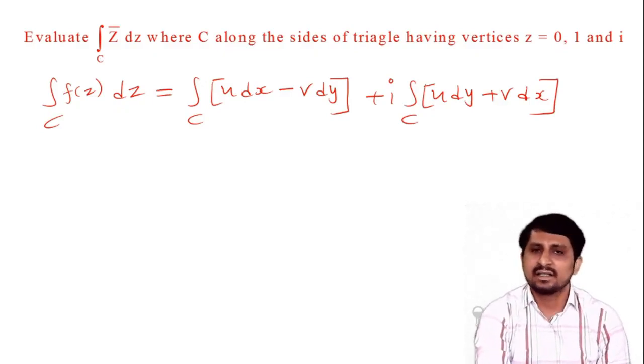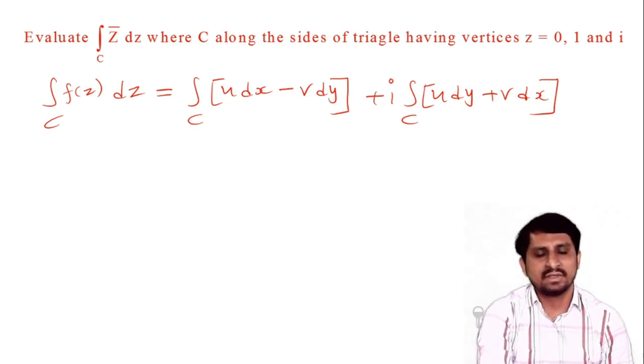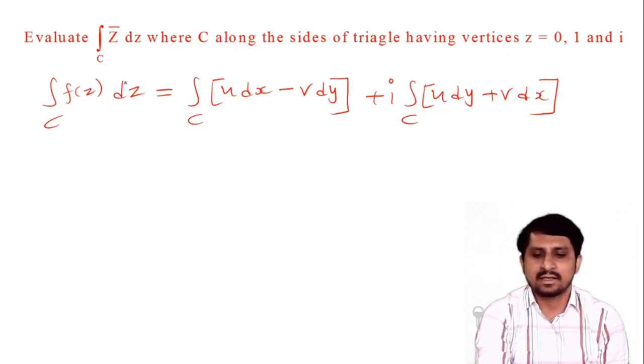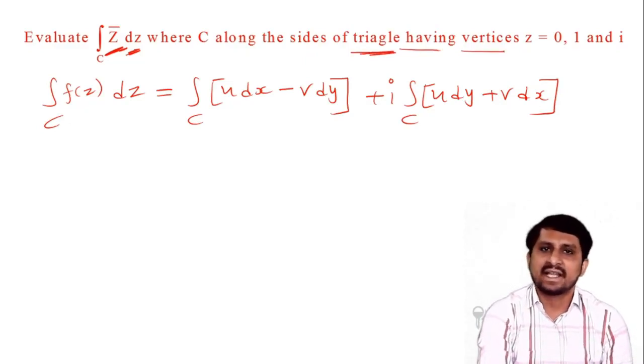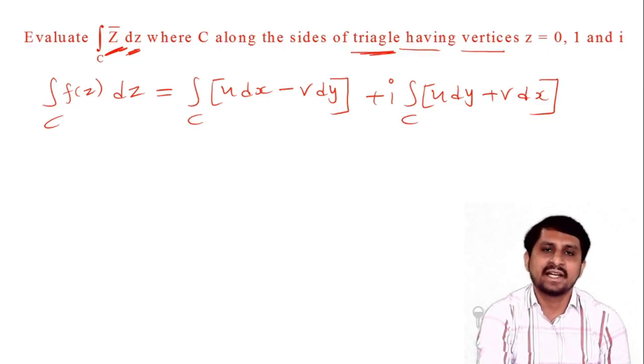Now we already solved two very important examples before this lecture. So this is our third example, and the example is integration z bar dz. What is your C? C is along the sides of the triangle having vertices. We know that a triangle has how many line segments? 3 line segments. So we have to find the integration for all these 3 lines, and after that add all the integrations. First we go from 0 to 1, then 1 to i, and then again i to 0.